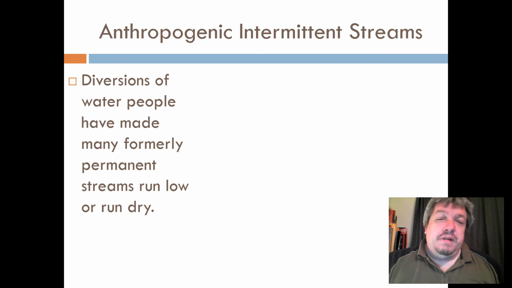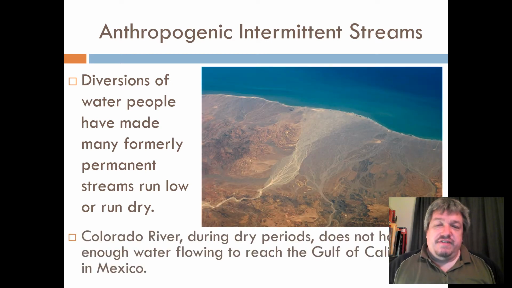Interestingly enough, people have actually done this as well. There are streams that are usually permanent, but we've changed them. A good example is the Colorado River, the same river that makes the Grand Canyon. It starts in Colorado, flows through Colorado and Utah and Arizona, Nevada, California, and Mexico. When it gets to Mexico, it is now dry. This is the actual former stream. You can see where it used to come in right here. It actually is dry. We take so much water out of it.